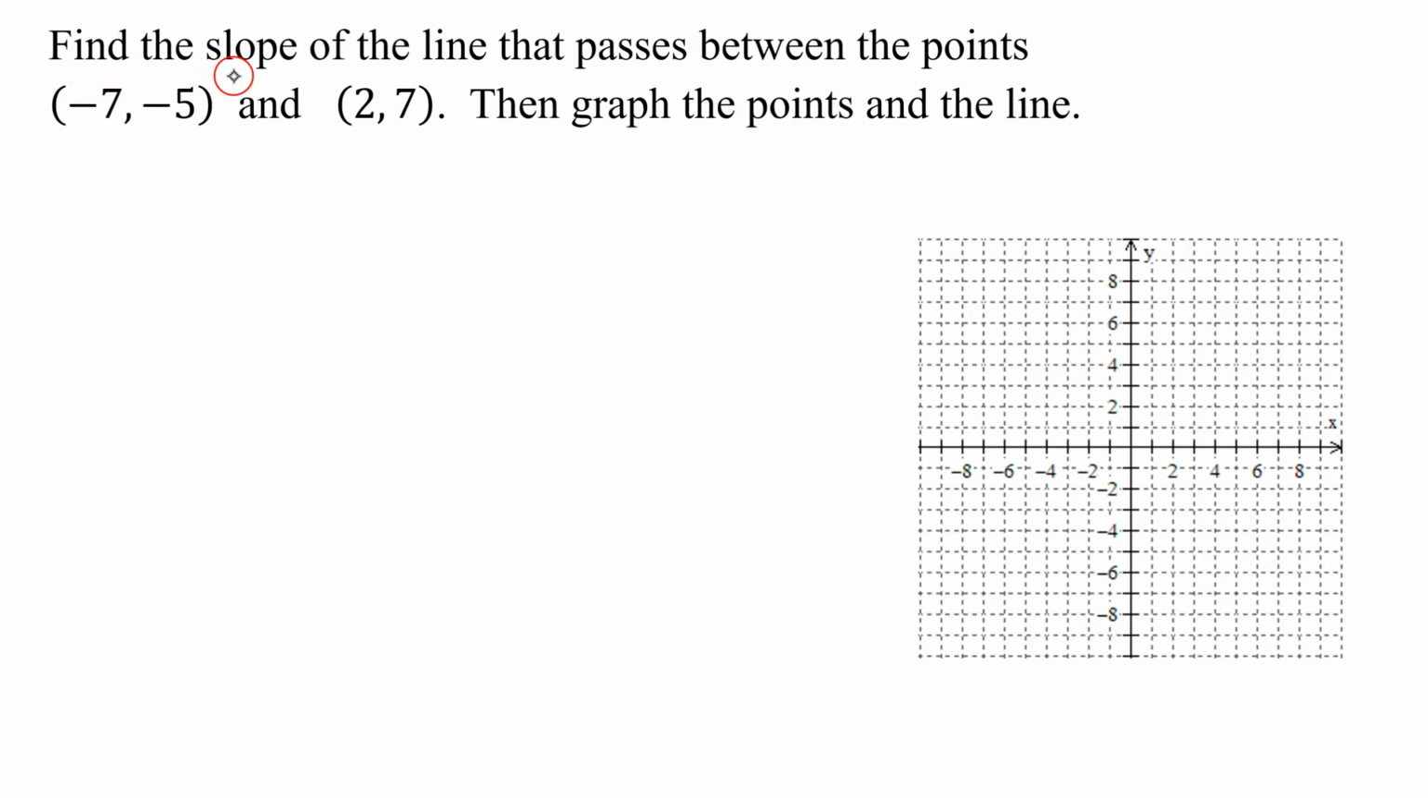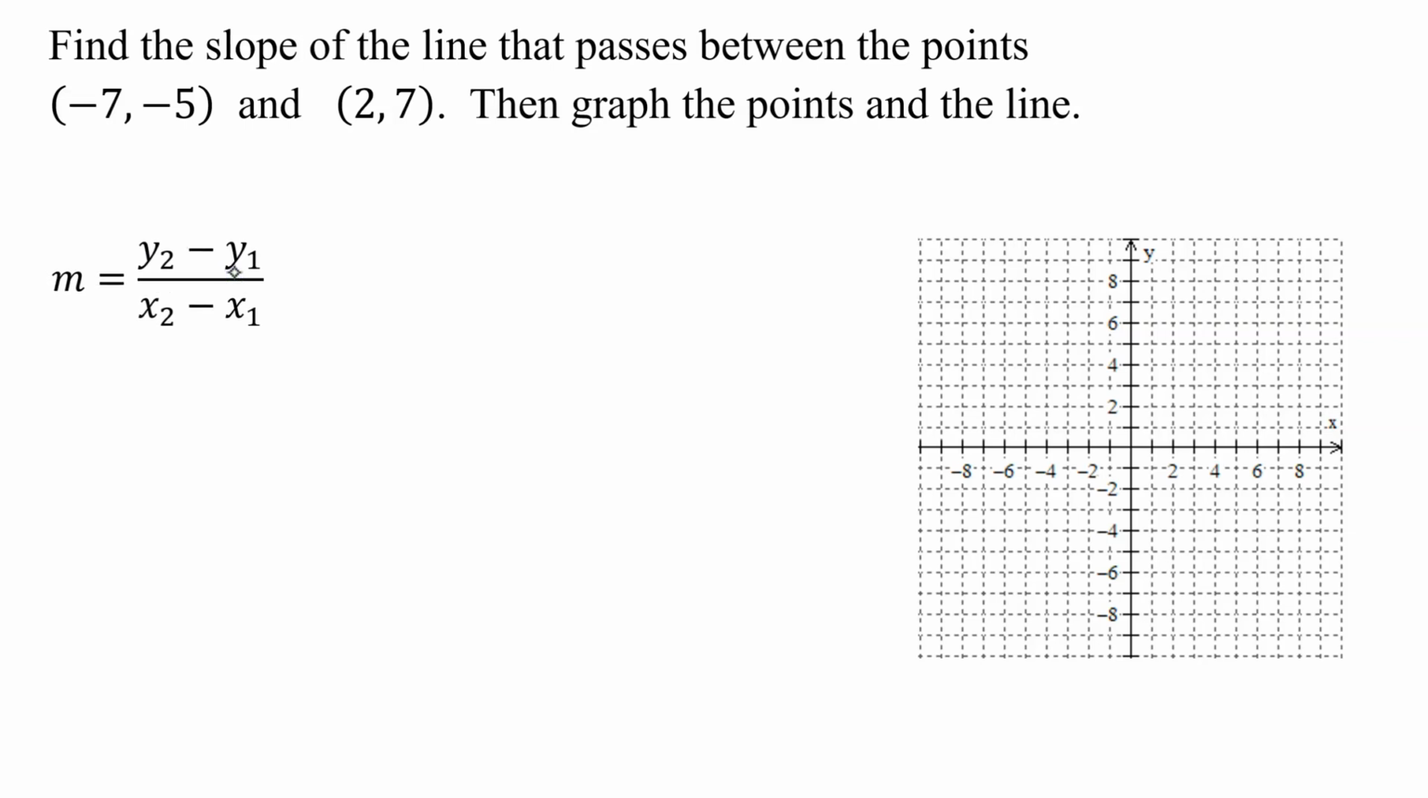In this example, we need to find the slope of the line that passes between the points (-7, -5) and the point (2, 7). Then we need to graph the points and the line. Well, how do we find the slope of a line given 2 points? There's a formula for that, and you need to memorize it.